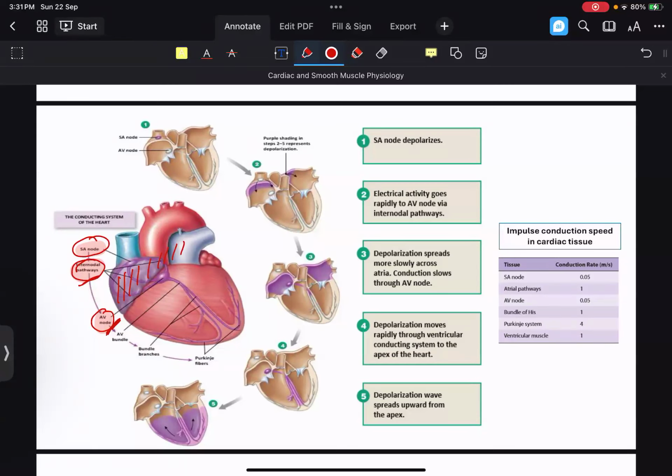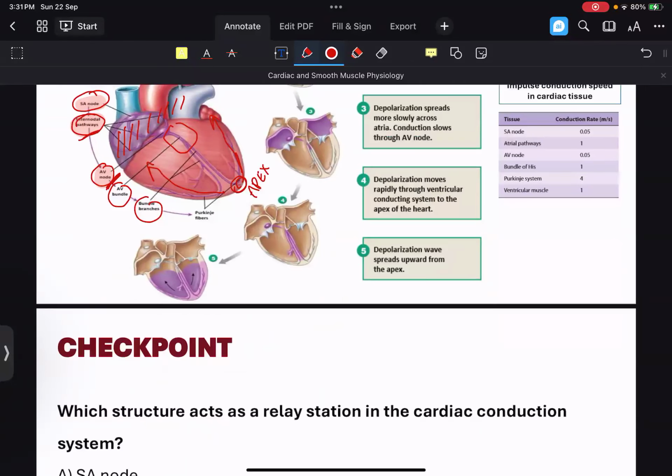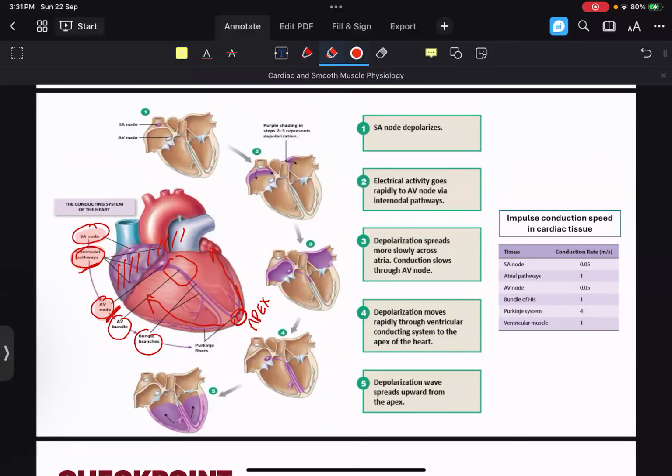Then the signal is going to go down the AV bundle. AV bundle stands for atrioventricular bundle because it's between the atria and the ventricles over here. And then it's going to go down the bundle branches, and then it's going to go down the Purkinje fibers. Once it reaches the Purkinje fibers over here, the signals are going to move to the cardiomyocytes, and they're going to cause depolarization from the apex. This is the apex of the heart, all the way across the base and back up. Is that clear? Do we have any questions?